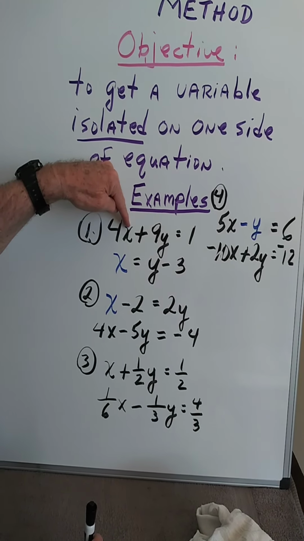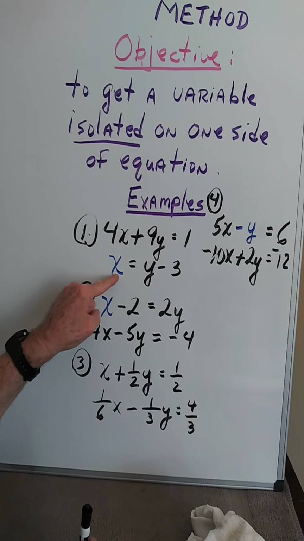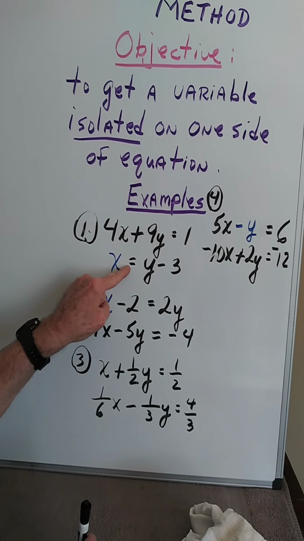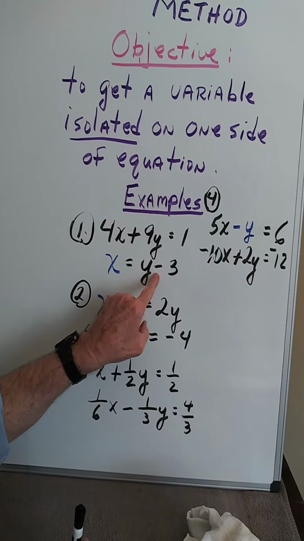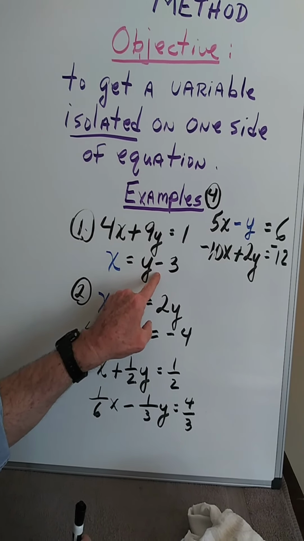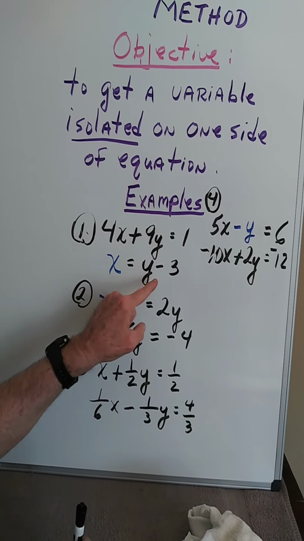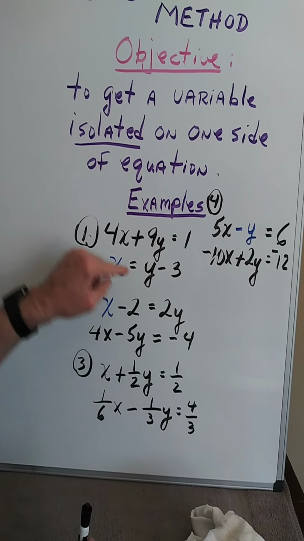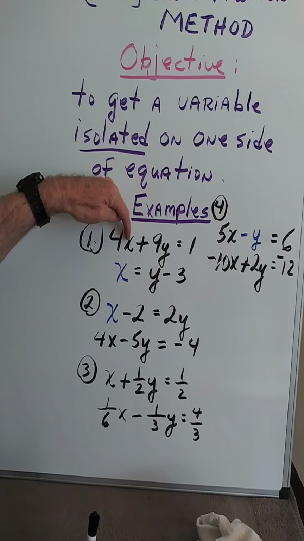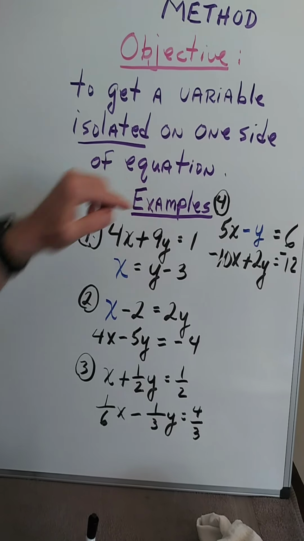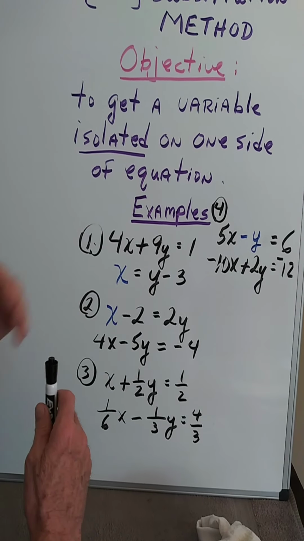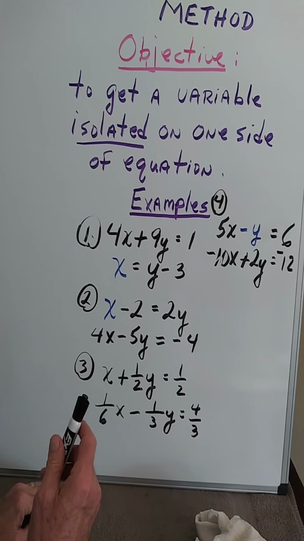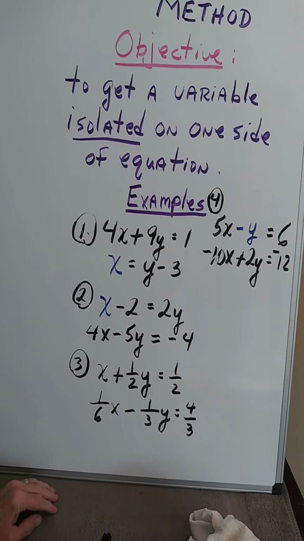Because it says in the second equation that x is equal to y minus 3. That means the same thing as x. So we're going to substitute that y minus 3 in place of x there, and then we're going to solve that resulting equation, and we'll be on our way to using the substitution method.